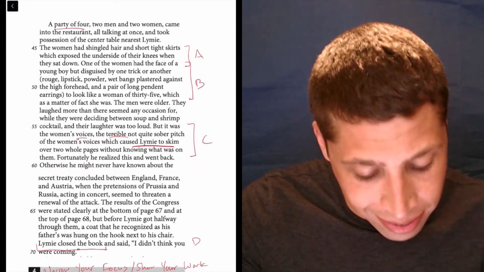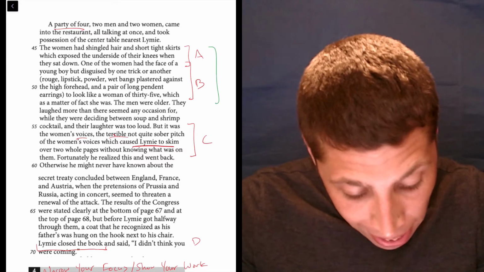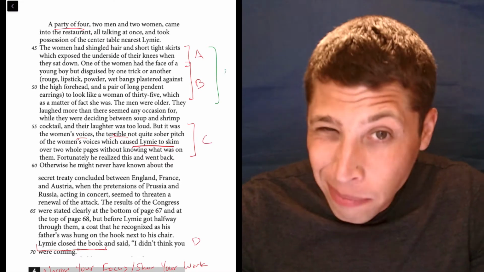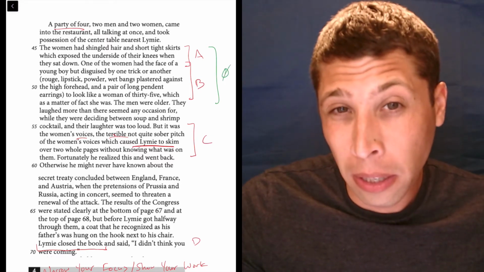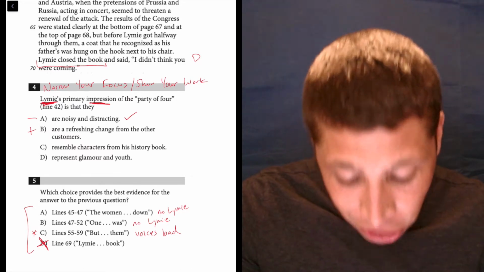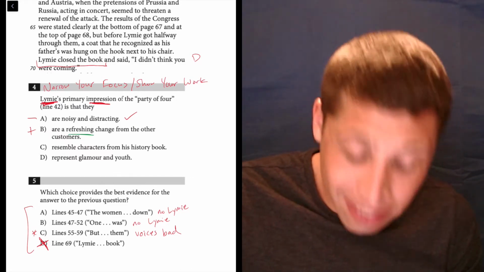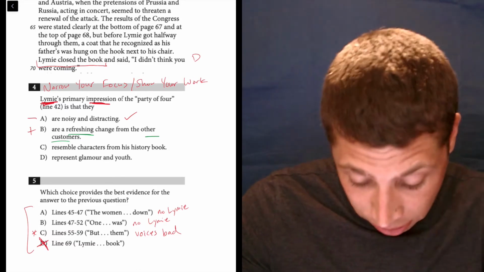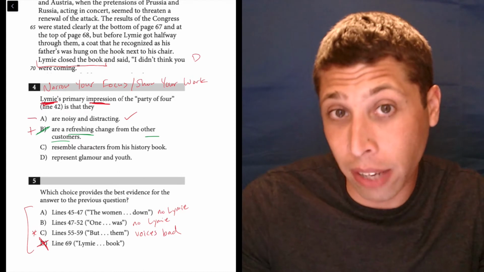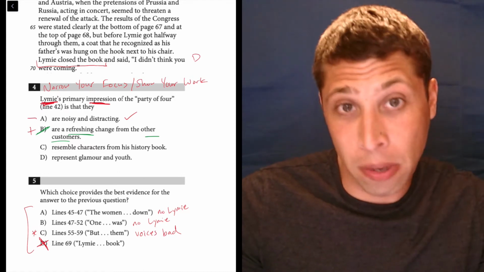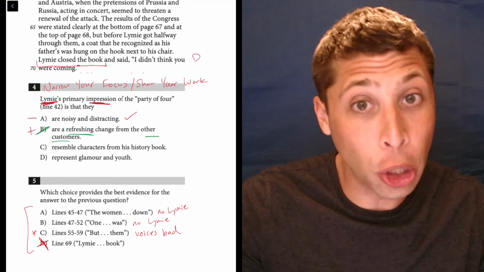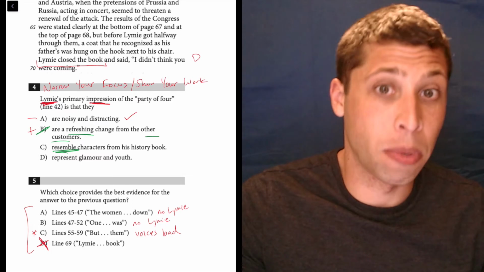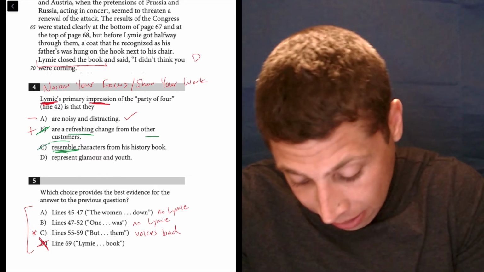And if I go back to these lines, even these other two, even A and B, they don't seem positive. They don't seem negative, really. Maybe more neutral. But refreshing change, right? That's clearly positive. Plus, do they tempt the other customers? No, not at all. So that's another problem. So there's a lot going on with B here that I don't love. C, they resemble characters from his history book. Well, they describe how these people look, but they never make a comparison with the history book. So no, that's just not true.